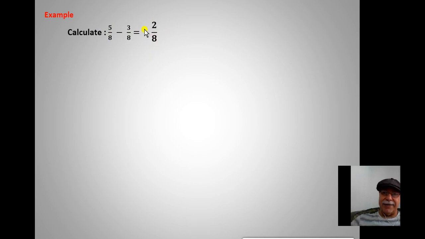Here, I can simplify this by cancelling 2 and 8. I get 1 over 4. 2 over 2 is 1. 8 divided by 2 is 4.